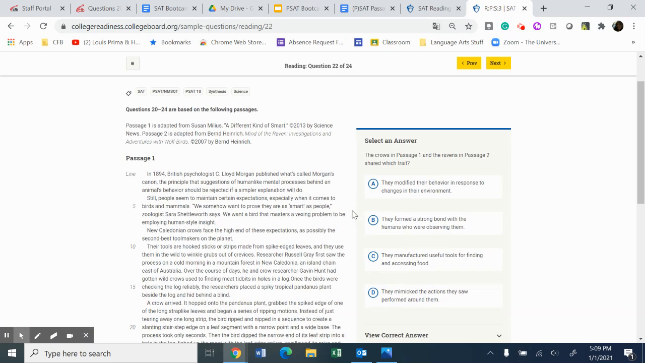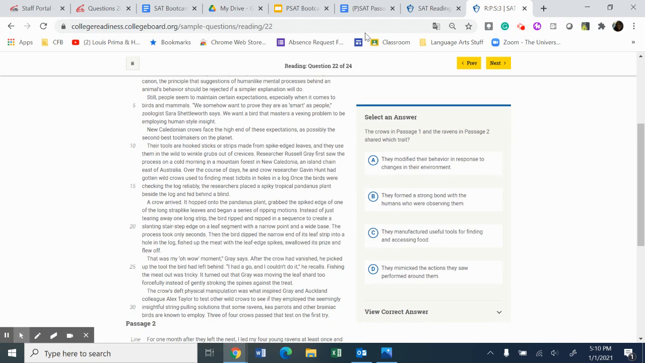The crows in passage 1 and the ravens in passage 2 shared which trait? Okay, so I know that if it's an informational passage, I'm going to be asked about relationships. Relationships are basically cause and effect, sequencing, like order, or compare and contrast. And it looks like they're asking me what they have in common.